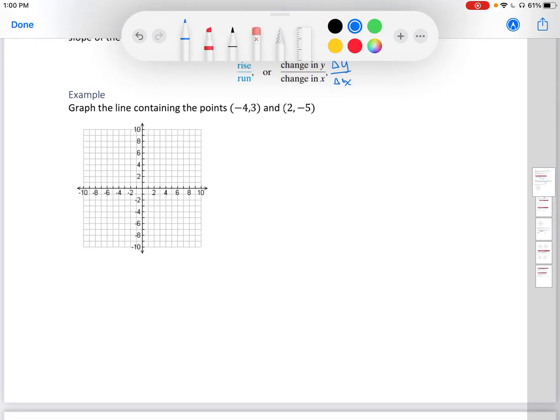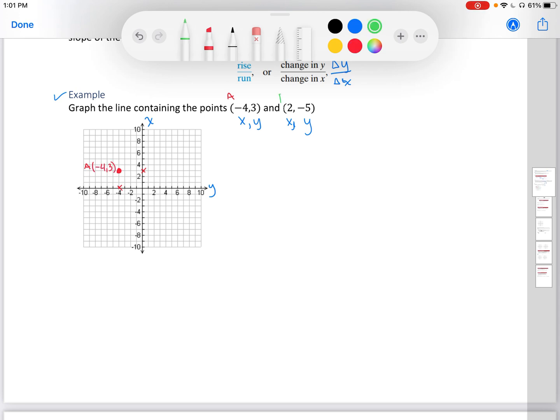Let's do a quick example of graphing a line. Example: graph the line containing the points (-4, 3) and (2, -5). Remember, we have our x-axis and our y-axis, and that tells us where to plot our x and our y points. So first, let's make this point A. I have point A at -4, so I find -4 along my x-axis, and then 3 along my y. Where they meet, that's my point. So here I have my point A, which is (-4, 3).